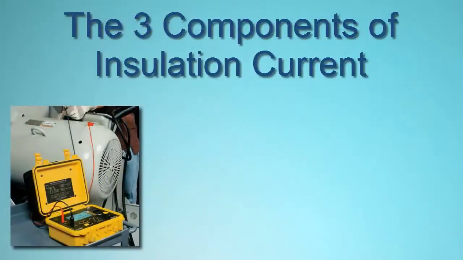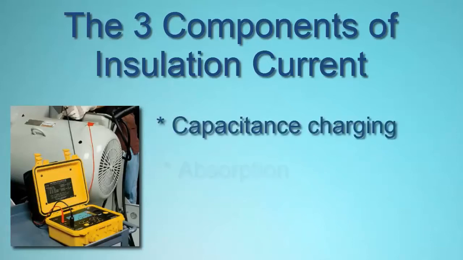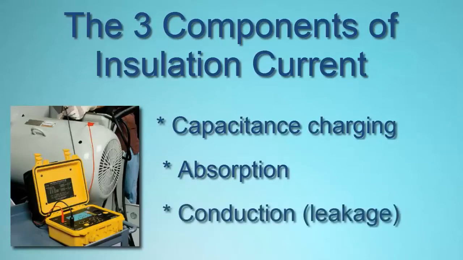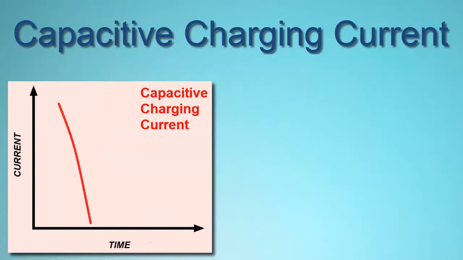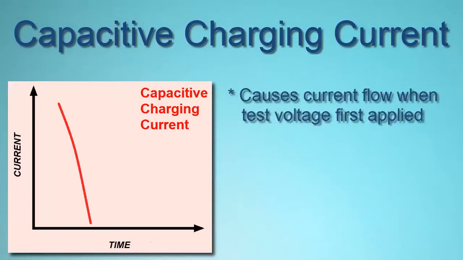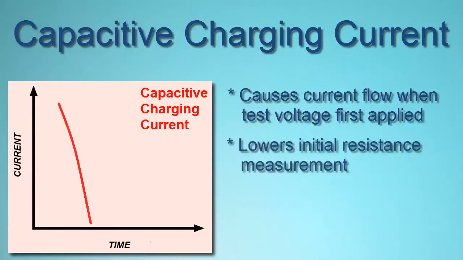To properly interpret test results, it's important to understand that the total current flowing through the insulation consists of 3 components: capacitive charging current, absorption current, and conduction or leakage current. When 2 conductors are in close proximity separated by an insulator, for example a length of a common 2-wire electrical cord, they can act as a capacitor. When test voltage is first applied, this capacitive charging effect results in current briefly flowing through the conductors until the voltage across the insulation reaches the test voltage. Consequently, the initial resistance measurement will be relatively low and then quickly rise as the capacitance becomes fully charged.